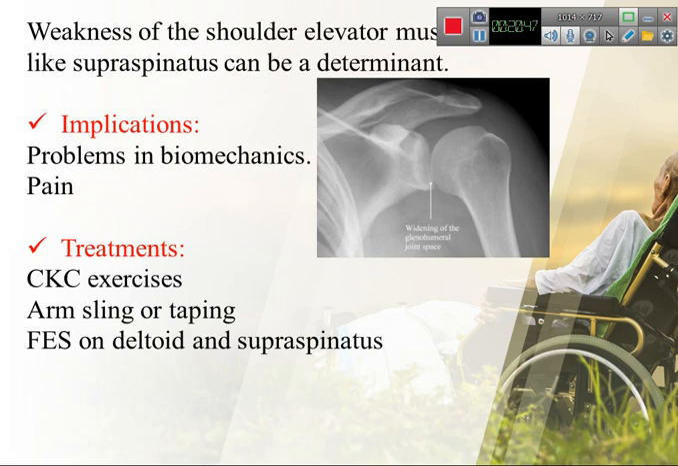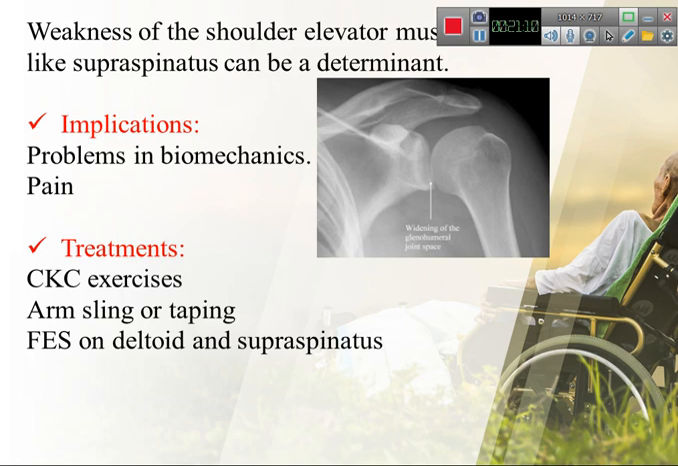Okay? Weakness of shoulder elevator muscles, like supraspinatus, can be a determinant too. So, weakness of shoulder elevator muscles is so important. It can cause some problems in biomechanics, and also it can cause some pain in the shoulder.